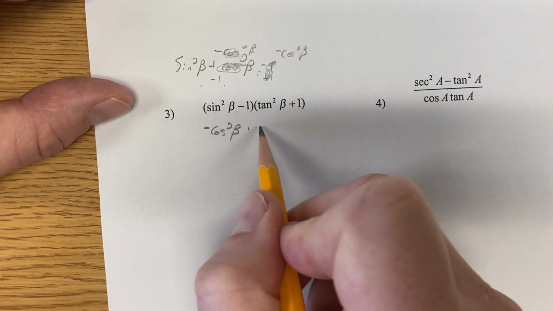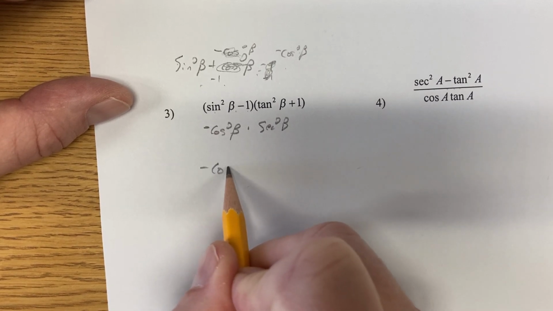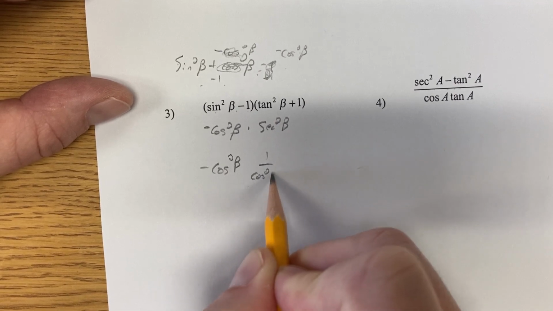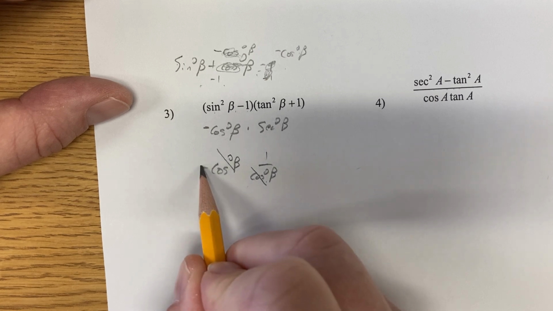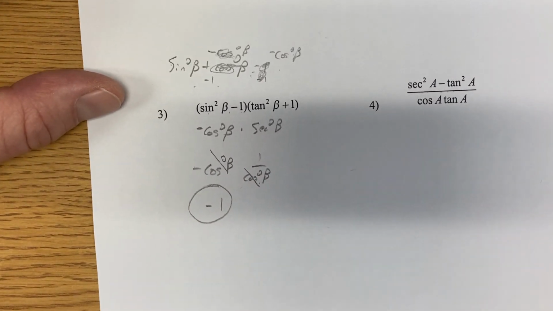Tangent squared plus 1, that's equal to secant squared. Secant squared is 1 over cosine squared. So now we have cosine squared over cosine squared. When these cancel, this negative then stays, and we end up with negative 1 as our answer for that.